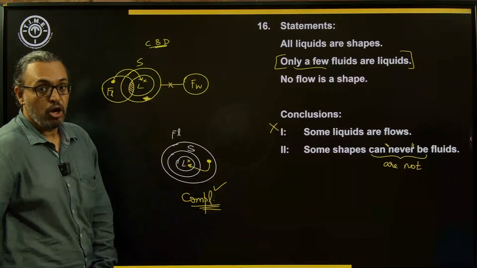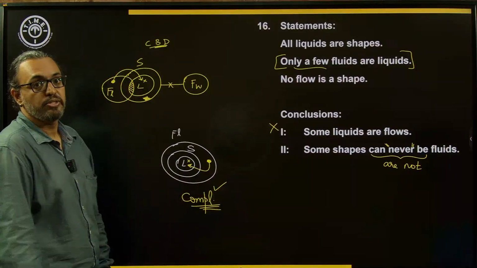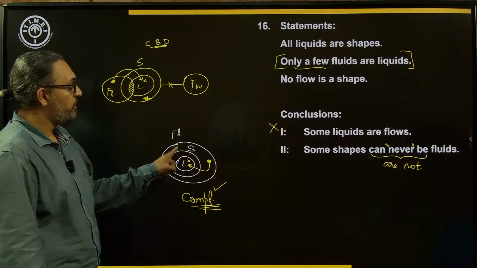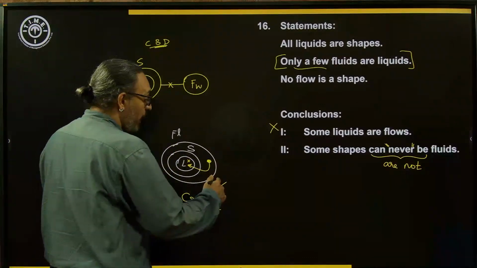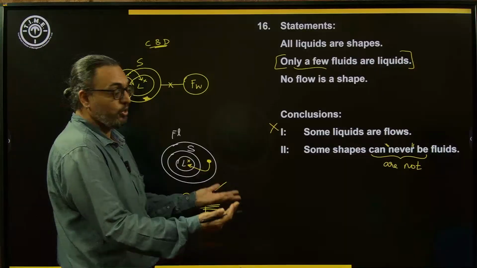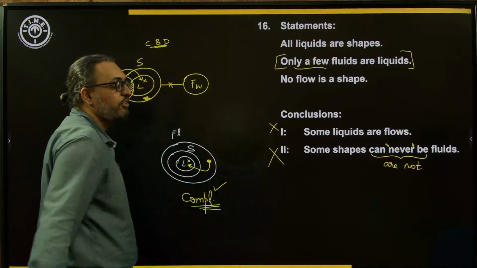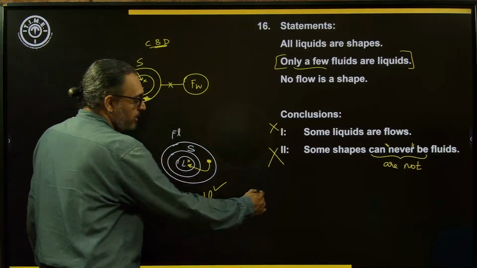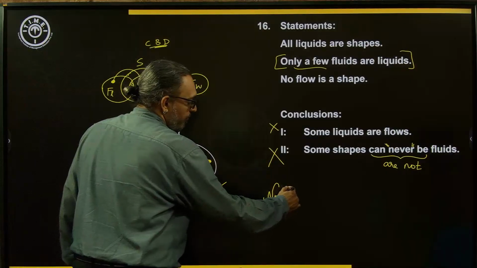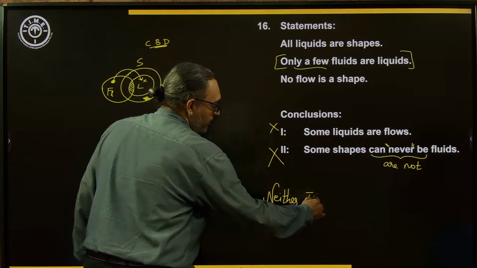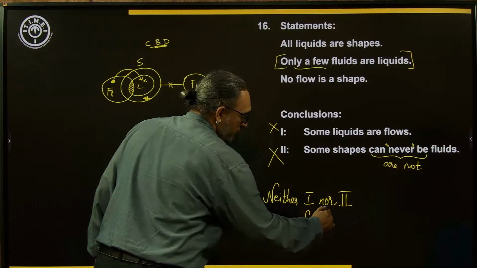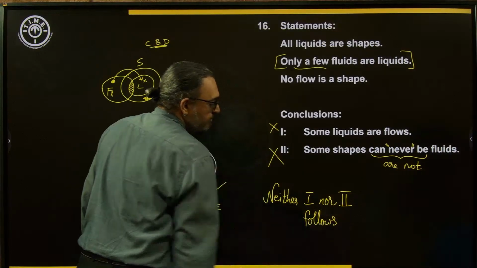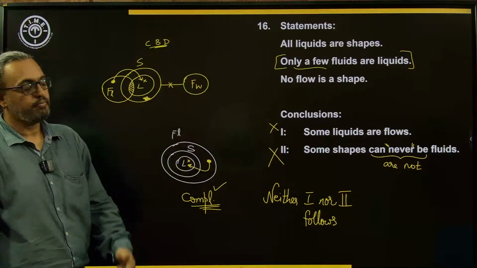To prove the negative wrong, I am able to satisfy the complementary. So all the shapes can be inside fluids. So what is happening? I have proved the complementary. Because I have proved the complementary, the given negative does not follow. Correct? So it is neither one nor two follows.